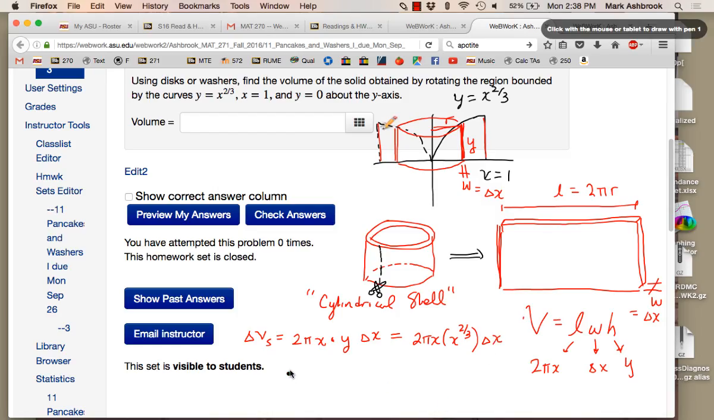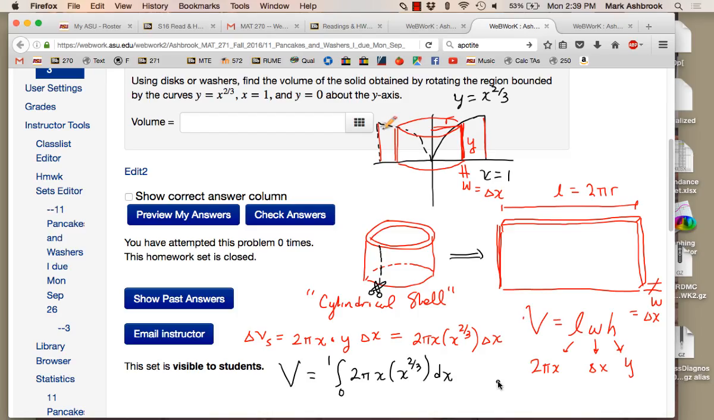Okay, so now our whole solid will be, so now x, so we're looking at what? The x coordinate, yeah, it's going to be 0 to 1. So that's going to basically be the radius. The radius starts at 0. In this case, our x coordinate is the radius of each shell. So x starts at 0, ends at 1. So we get 0 to 1. And we get 2 pi x, x to the 2/3, dx.